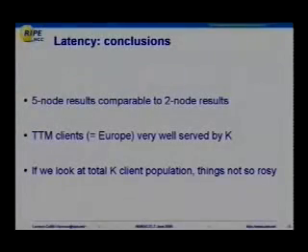So, seen from TTM, things are very good, and it doesn't seem to depend on the deployment we had. When we moved from 2 nodes last year to 5 nodes this year, it doesn't seem to make a difference. BGP still seems to be able to discriminate. If we look at the total K client population, things are not so rosy.